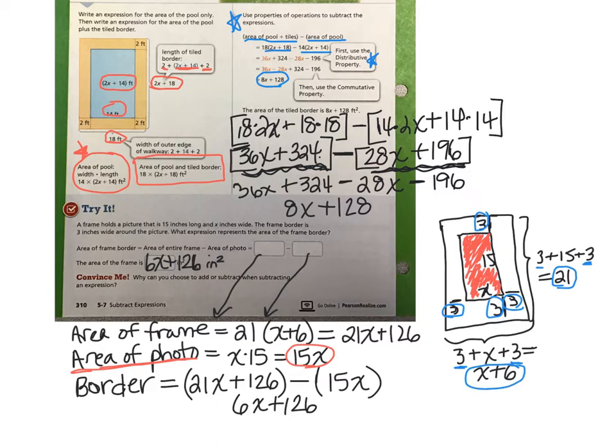So when you find the area of the entire thing, you're doing 21 times x plus 6, which is 21x plus 126. Now, to find just the area of the frame, the border of that frame, you have to subtract those two expressions. So we're going to take the entire thing and subtract out the area of the picture. And so what you get is a final answer of 6x plus 126.